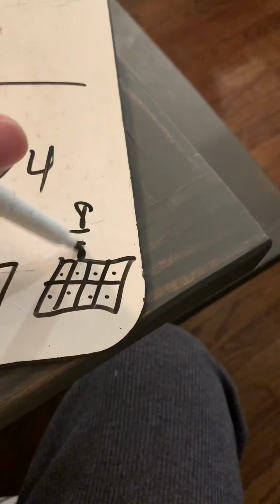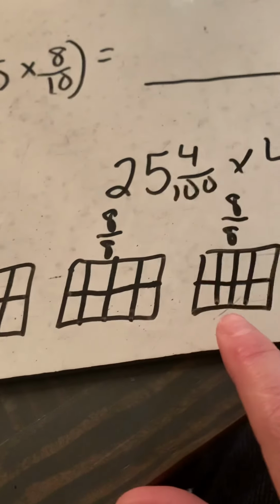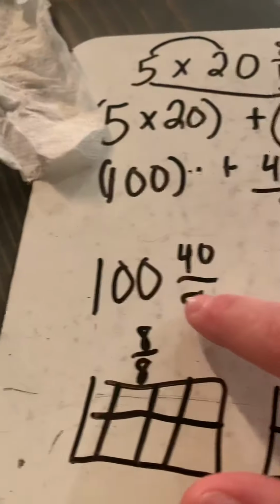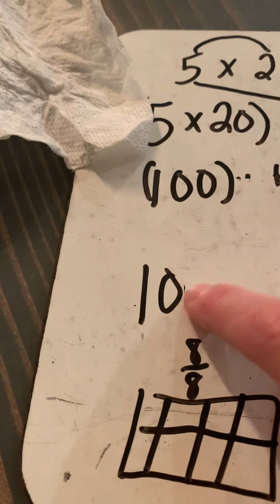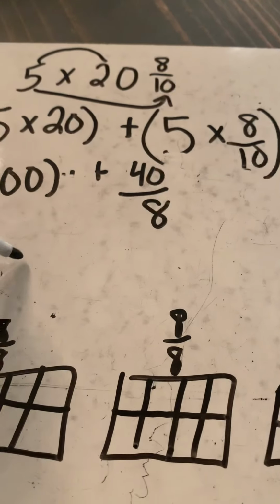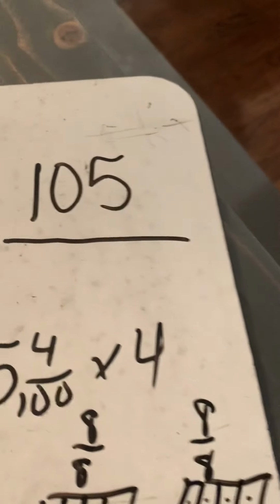Woohoo! So we are saying, boys and girls, that 40/8 is the same as 1, 2, 3, 4, 5. So we're going to take away the 8ths and say that it's 5. So your answer here is 105.